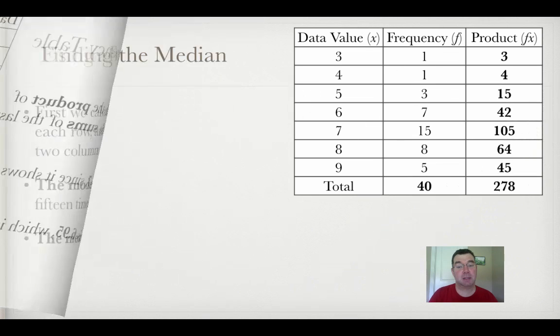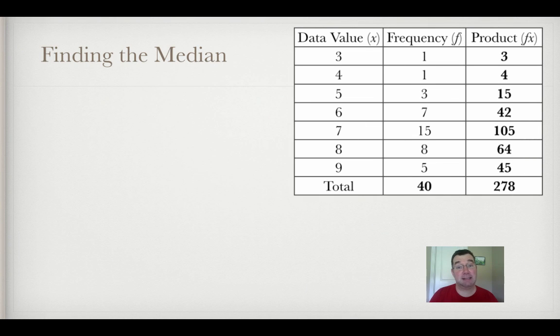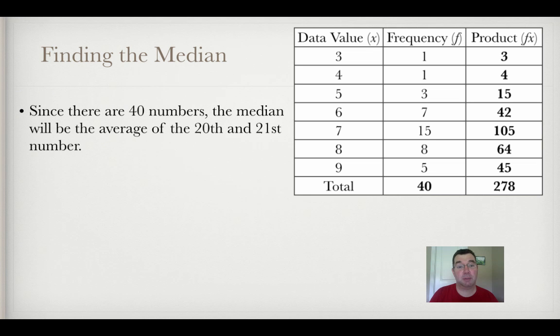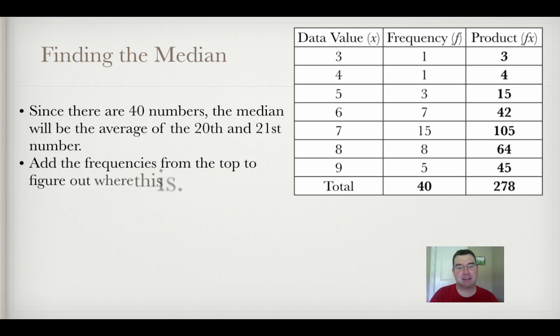Okay, now finding the median is a little bit of work because I need to figure out where that median is. Well, there's 40 numbers in the list, so the median is going to be between the 20th and the 21st numbers after I sort them. So let's add the frequencies starting at the top, and we're going to figure out where the 20th and the 21st numbers are. Okay, so the 1 plus the 1 is 2.